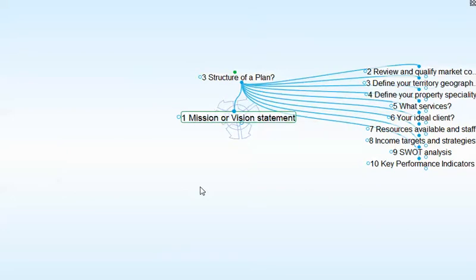Create a definite mission or vision statement for your brokerage activities. Try and make it special and unique. Put yourself into the process. Get away from generic real estate concepts, as there are far too many generic agents in that category and probably in your location. Be quite specific to the things that you're going to do. Number 2, review and qualify current market conditions. Understand what's happening in the property market today and your position in it. It's quite important to understand that.